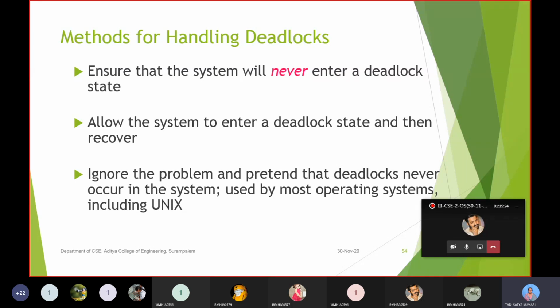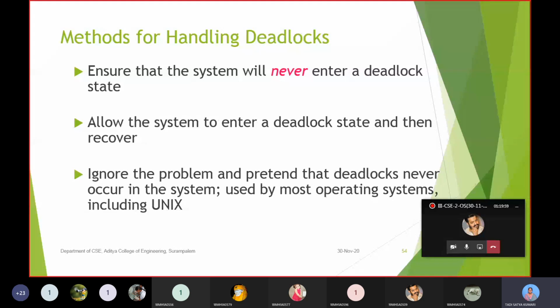So to avoid or prevent the deadlock, we have discussed the 4 conditions: mutual exclusion, hold and wait, no preemption, and circular wait. If any one condition does not hold, we can obviously avoid the deadlock. Here we have to ensure that the system will never enter a deadlock state, by preventing or avoiding the deadlock. By using either of these 2 methods, we should not allow our system to enter the deadlock state.